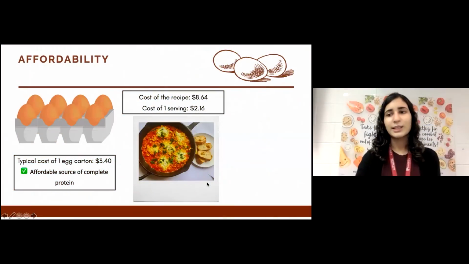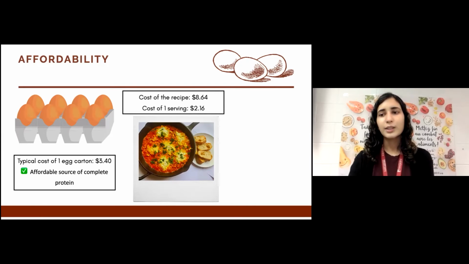Okay, so now let's talk about affordability. Eggs are an affordable source of protein as the typical cost of an egg carton is around $3, sometimes less depending on the grocery store. Each carton contains 12 eggs, which can last a while. And then looking at the cost of the shakshuka recipe we just prepared, this would cost $8.64 for the whole recipe and $2.16 per serving.